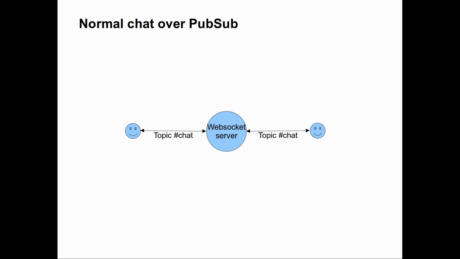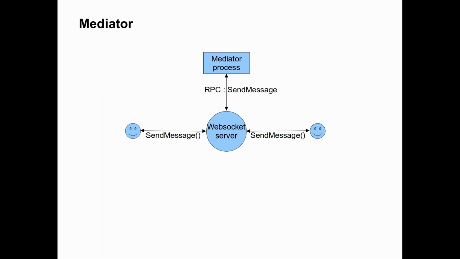automatically sent through. What you can do, however, is turn it into an RPC call. So now you have what we call a mediator process, which connects to the WebSocket server and offers an RPC call called send message. And now, if they want to send a message, they have to use the RPC call. And then that mediator process can do all sorts of filtering, can do logging maybe as well at the same time, can do various things, and then it just sends back the message to each client.